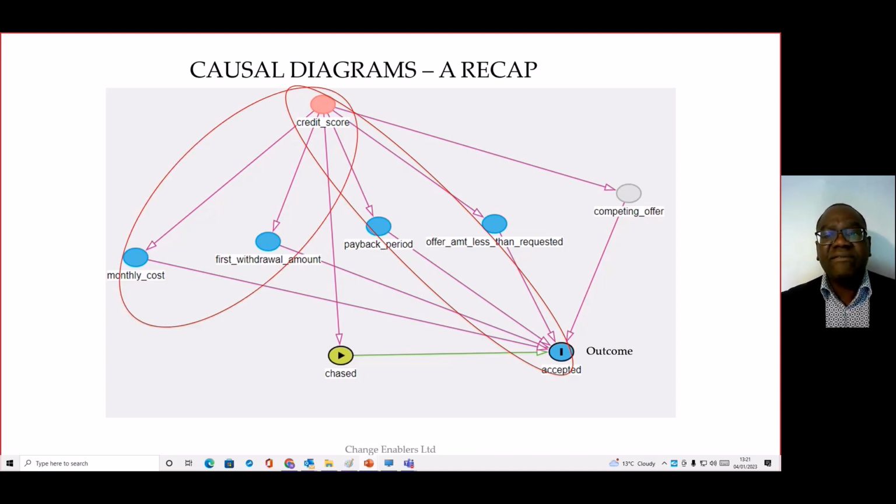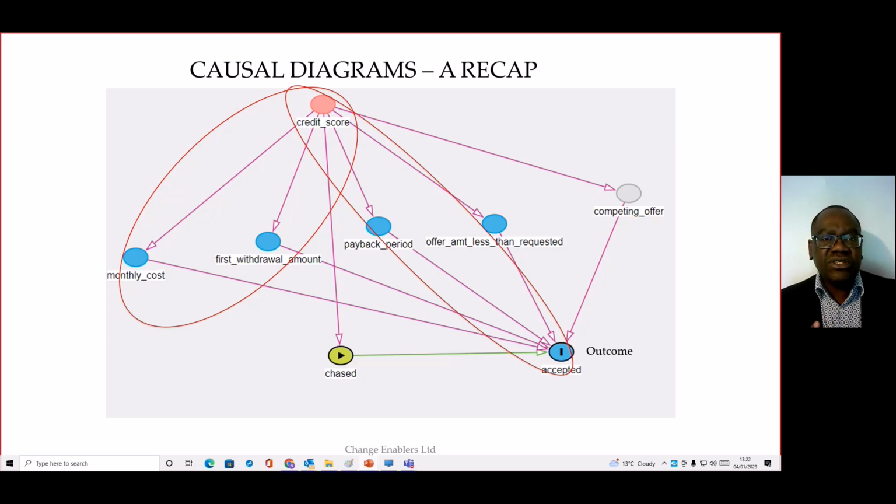Or here we specify that the credit score affects both the monthly cost of borrowing and the first withdrawal amount. But again, if the assumption is wrong, then our causal estimates will be incorrect. The question though is, how do we validate that our model assumptions are robust? Well, in this post, we're going to specify a number of ways in which you can do that. But first, let's take a closer look at the various measurements of treatment effect.